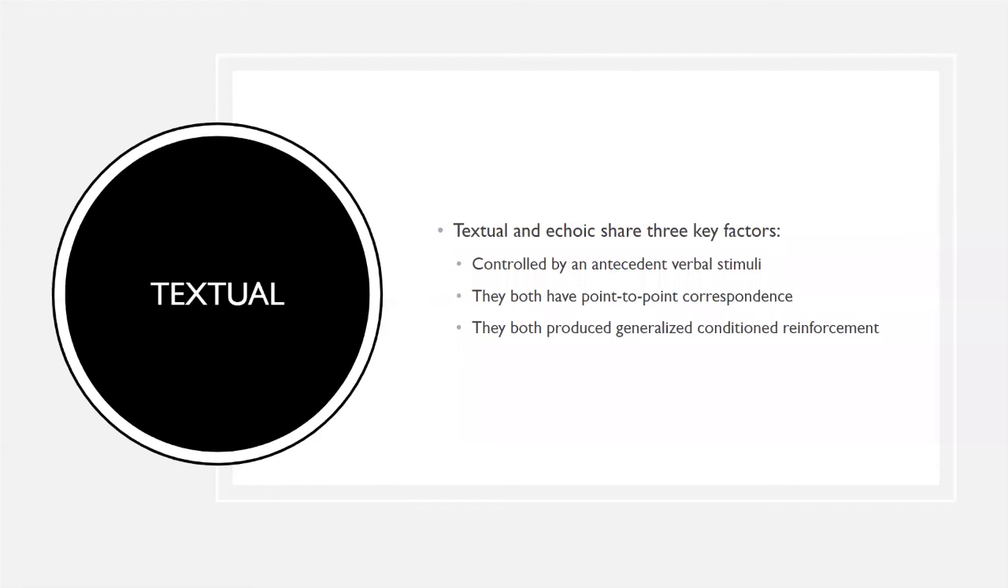There are three key factors that echoic and textual verbal operants share. They're both controlled by an antecedent verbal stimulus. They both have point-to-point correspondence, and they both produce generalized conditioned reinforcement.